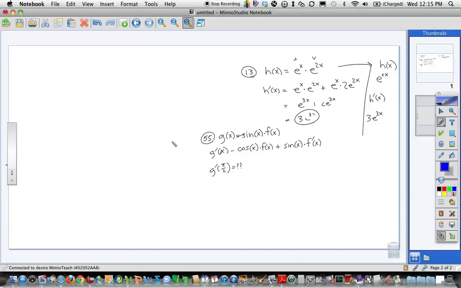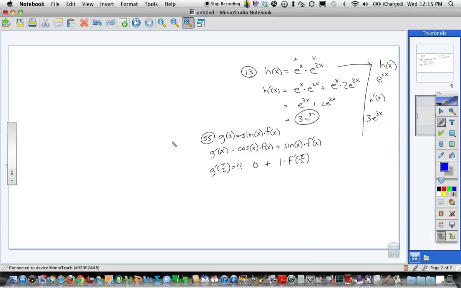Now, most of this is going to be pretty easy. Cosine of pi halves is what? Pi halves is 90 degrees, the x-coordinate on the unit circle, which is 0. That's great, that wipes that whole term out. So that'll be 0 plus, what's sine of pi halves? 1 times f prime of pi halves. How can I find f prime of pi halves? Look at the graph. The f prime graph is right there.